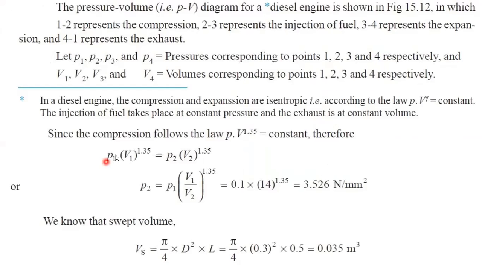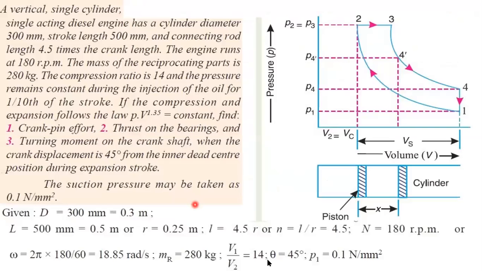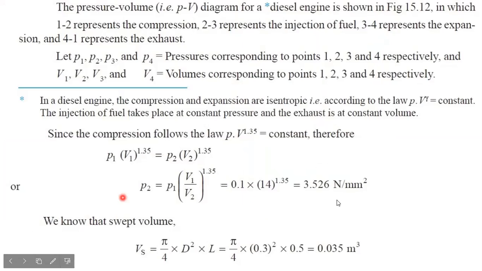So P1 we know, so just keep P2 alone on one side and take everything to the other side. So bring the V2 to the denominator. So V1 by V2 whole power 1.35. V1 by V2 is nothing but the compression ratio, which is 14. So once you substitute in, we will be getting the pressure P2 value 3.526 Newton per millimeter square.